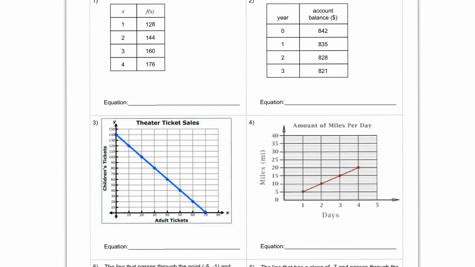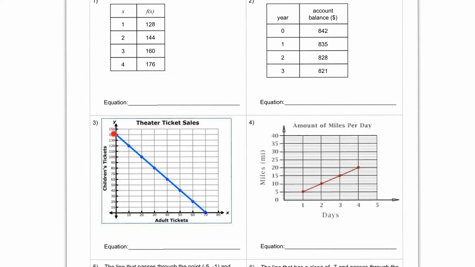This video is going to help with questions 3 and 4 of the worksheet. So when we're looking at a graph instead of a table, the first thing that we're going to look for is the slope of the line. When we look for the slope of the line, we need to identify 2 points.